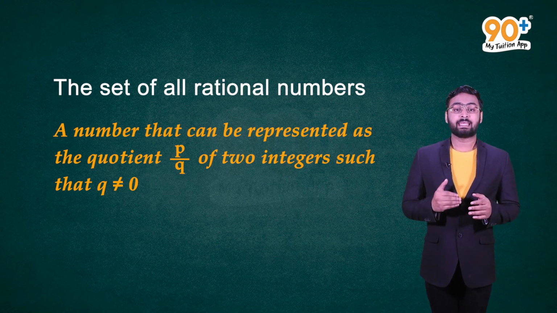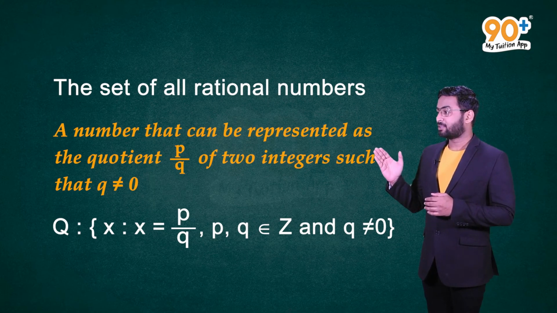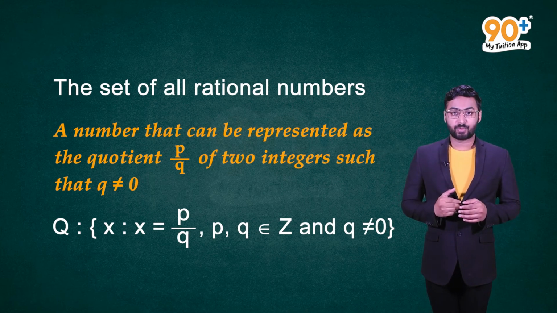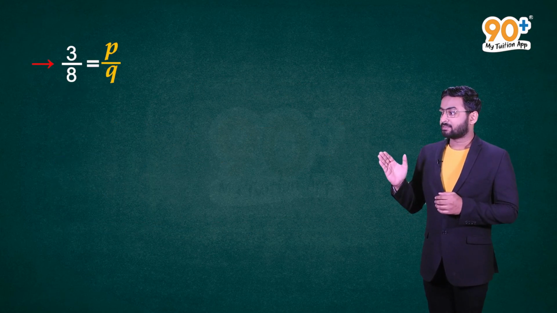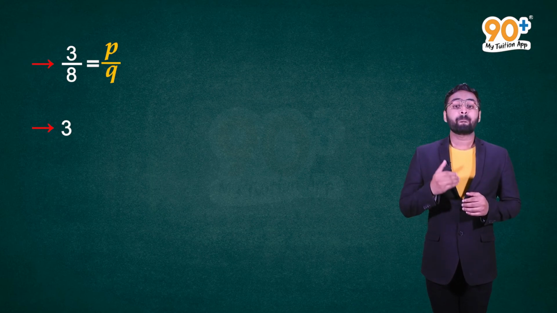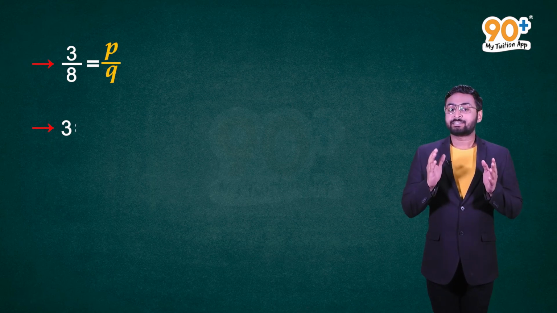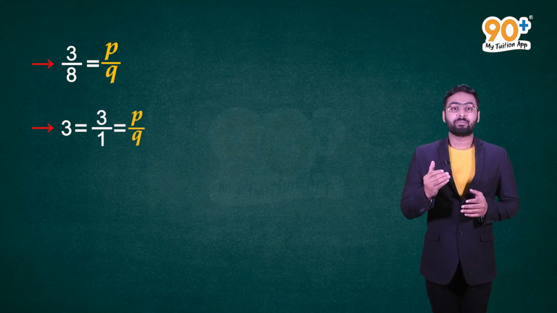In set builder form, it can be written as Q is equal to the set of all x such that x is equal to p by q, where p and q belong to the set of integers and q is not equal to 0. Some examples of rational numbers are 3 by 8, 3, because 3 can also be written in the form p by q. Can you tell me how? Yes, 3 can also be written as 3 by 1, which is of the form p by q.